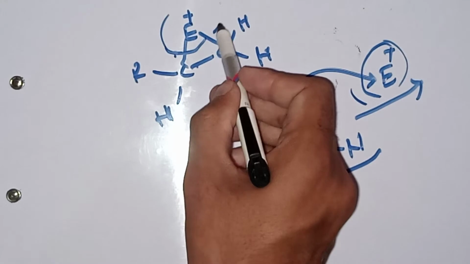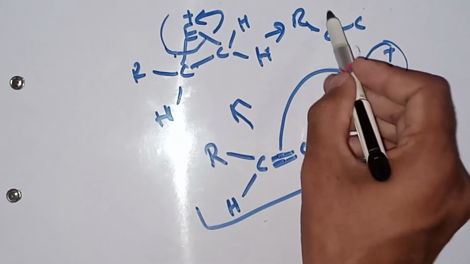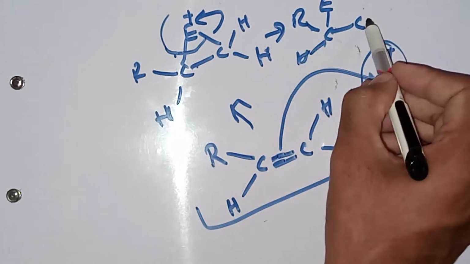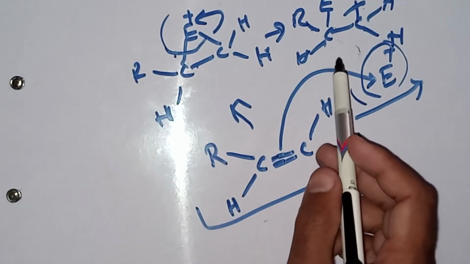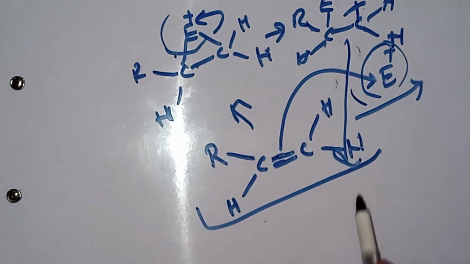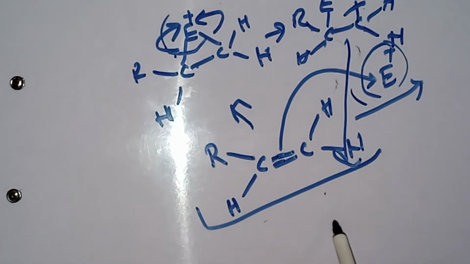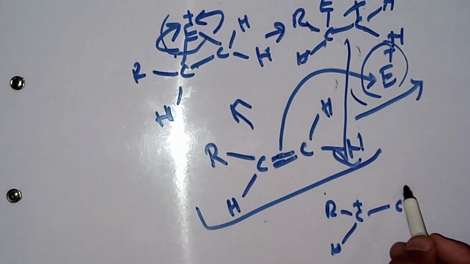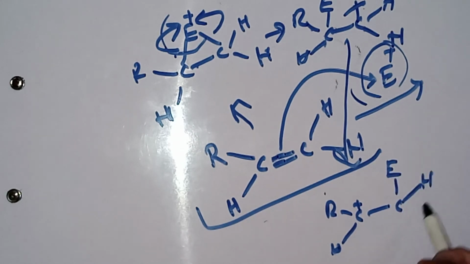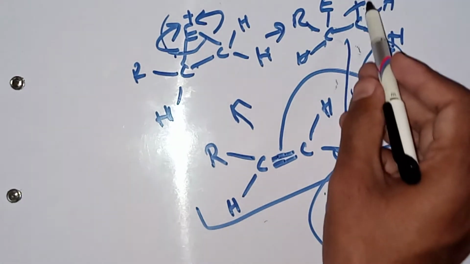Like if you break the bond like that, then what will happen? Then it will be like that, that is R C, here is the electrophile H, H, H. Here the plus charge comes. But you can also break the other bond. If you break this bond, then what will happen? Then it will be like that, R C H. Here the electrophile will go here, and H. So in this case, here is a carbocation, and here is a carbocation.